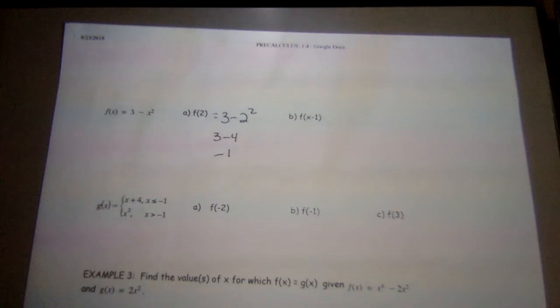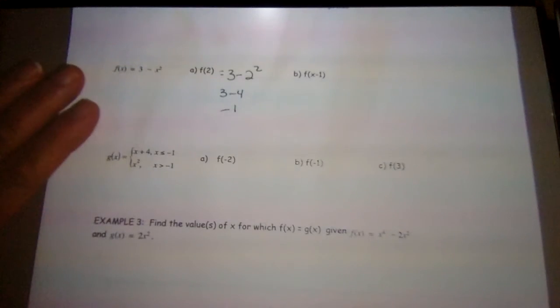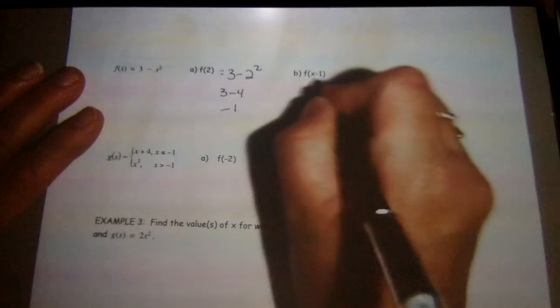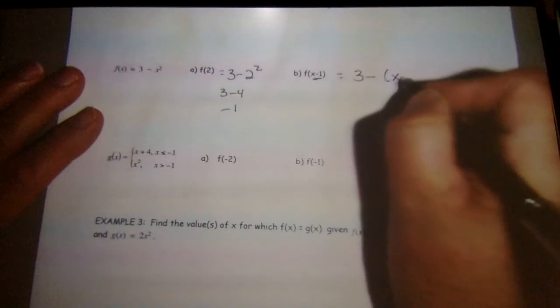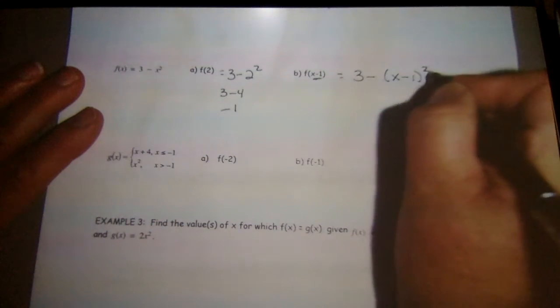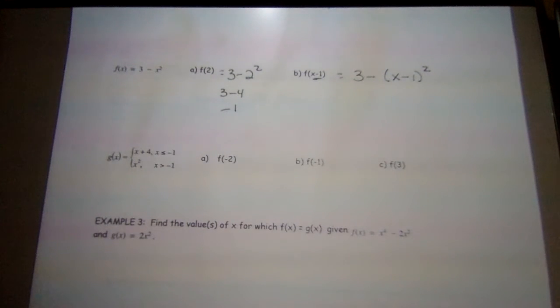Awesome. Well, what about b? Same thing, except what do I plug in for x this time? X minus 1. So we get 3 minus the quantity x minus 1 squared. You need to simplify that.